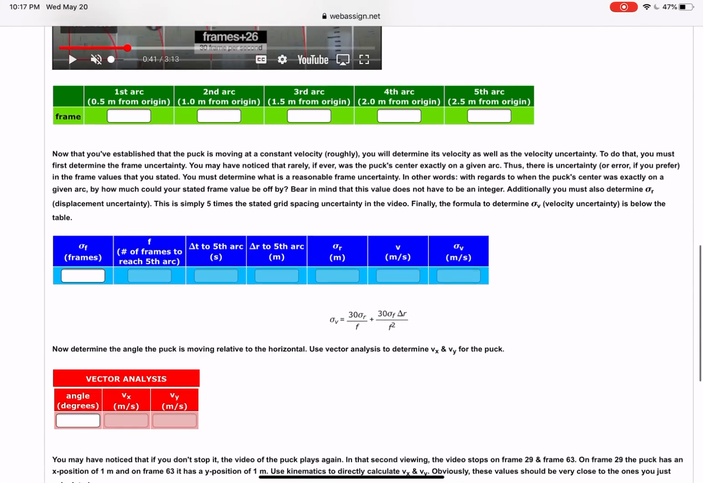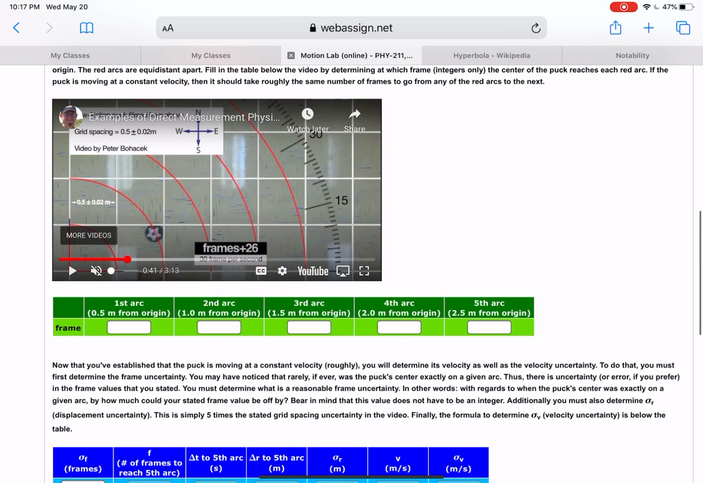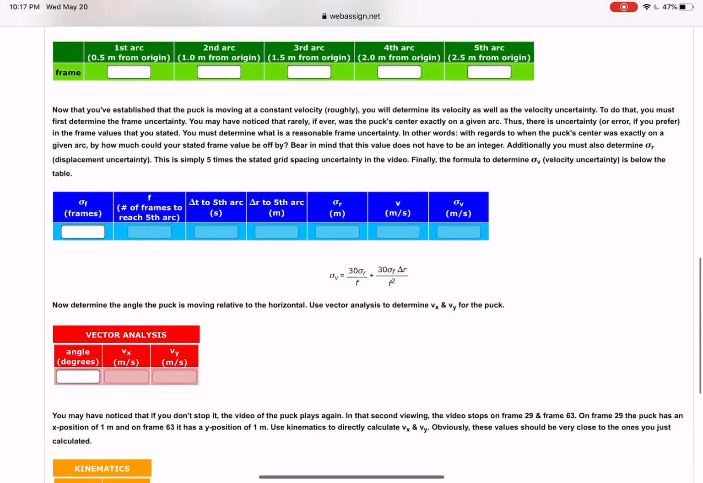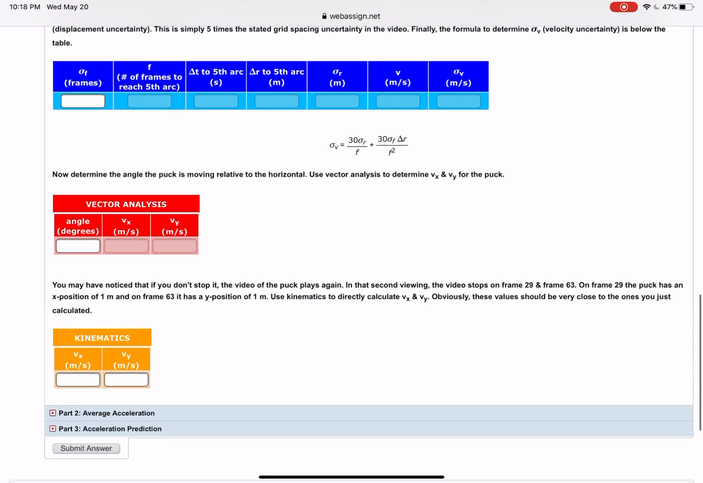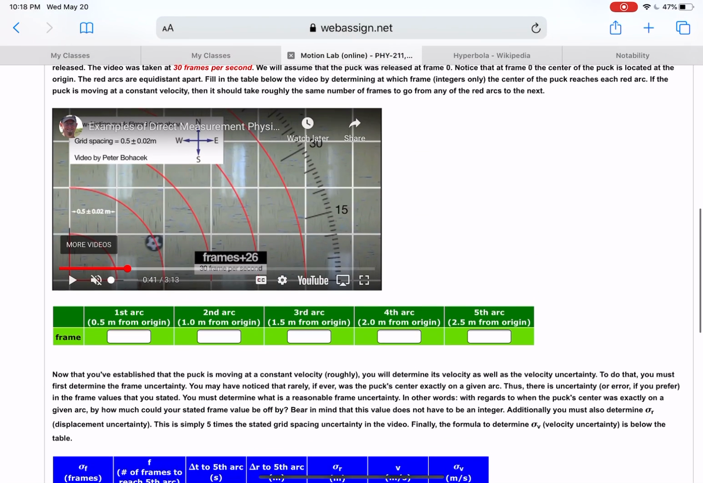You also can get the angle from the video. You can see the protractor there in the video. So you can get the angle, and then you can use vector analysis to figure out the x component of the velocity and the y component of the velocity. And you can compare that to what kinematics predicts, because this video goes through twice.